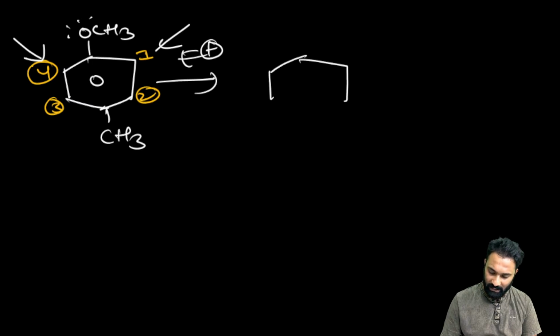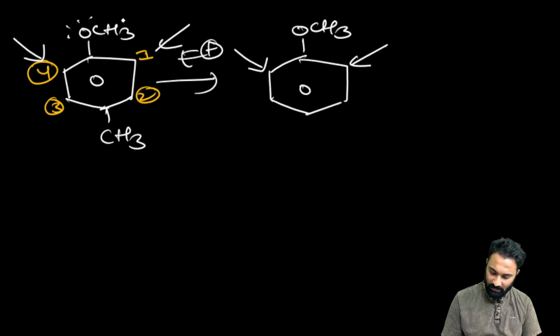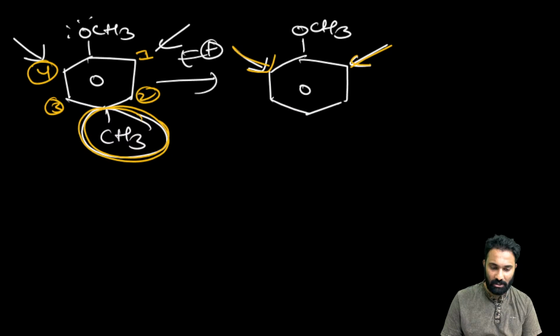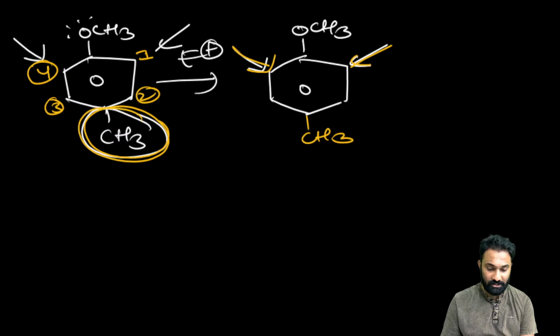Here it can attack from any of the sides. OCH3, both. 1 it can attack, 4 it can attack. Because for this methoxy, this para position is already occupied. For this methoxy, already the para position is occupied. If the para position is occupied, it can attack from either of these 2 ortho positions. Okay, done. Right.